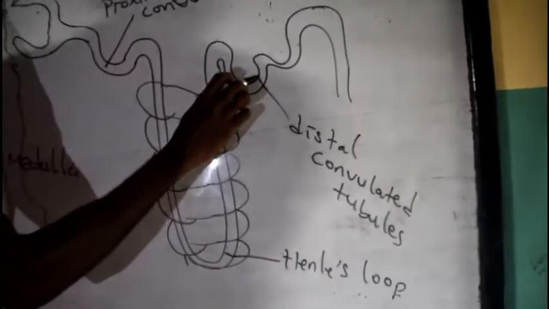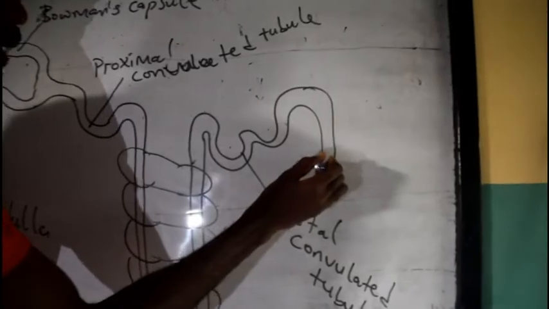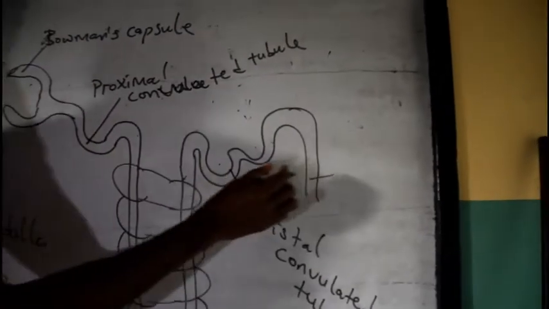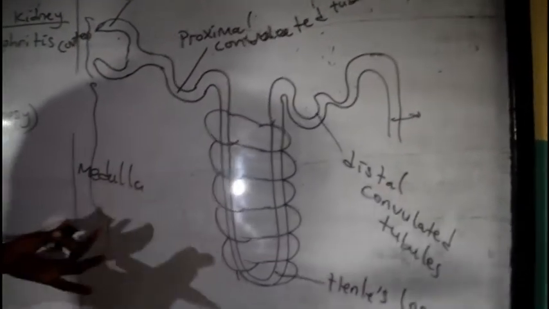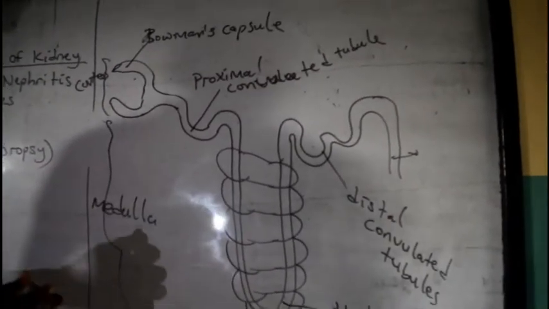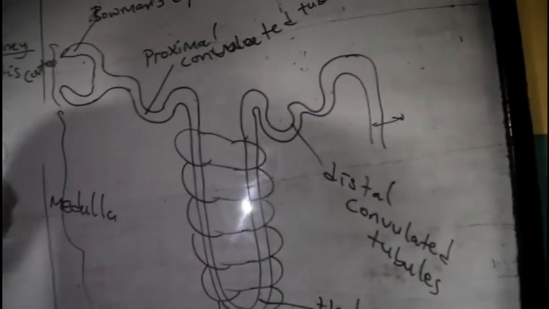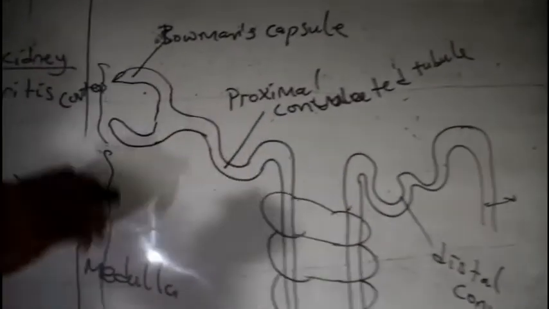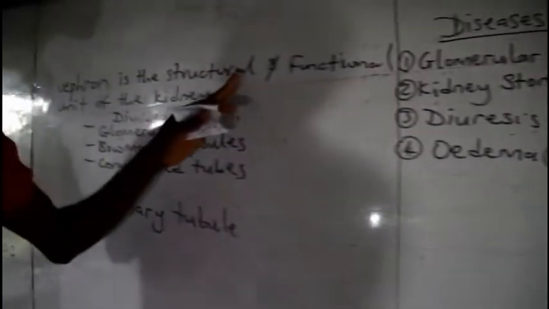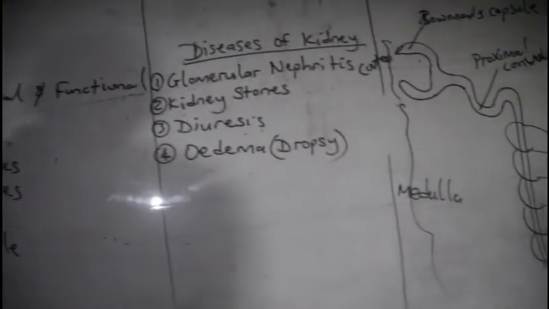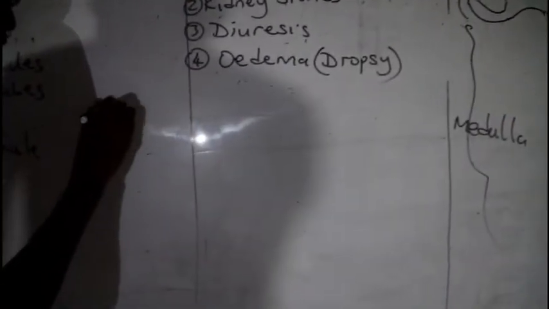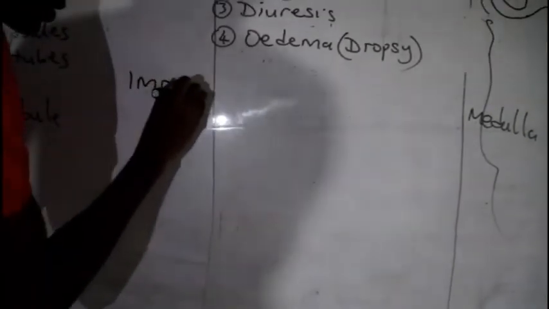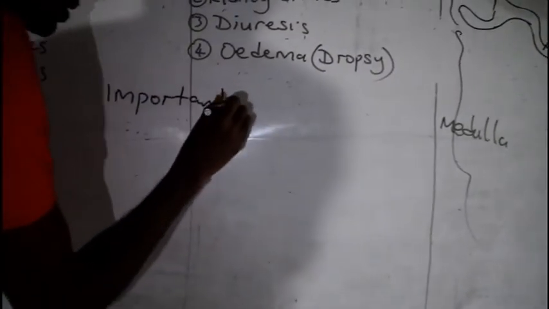So this tubule straightens out again to form networks of capillaries. So it is in this network of capillaries that we have the glomerulus, where filtration is made possible in the kidney. So do not forget that the urinary tubule is the structural function of the kidney. Now, this kidney has some vital importance to the body. Before we get to the disease, let us look at the importance or functions of the kidney.